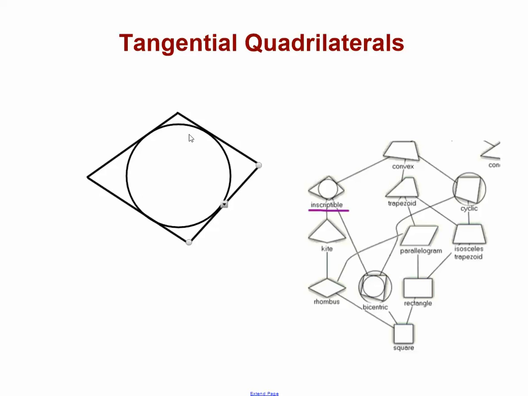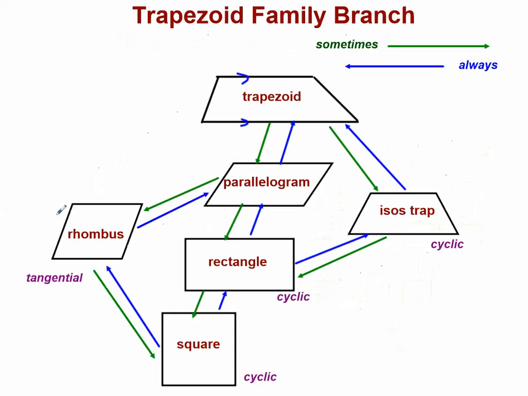So all 4 of these are tangent to the circle. Underneath the tangential quads is the kite, the rhombus, and the square. The square shows up. The square is a very, very popular figure. So we're going to look at each of these in turn. Our next family tree is the trapezoid family branch, and this is the one that's probably going to throw a few people off. Not just students.